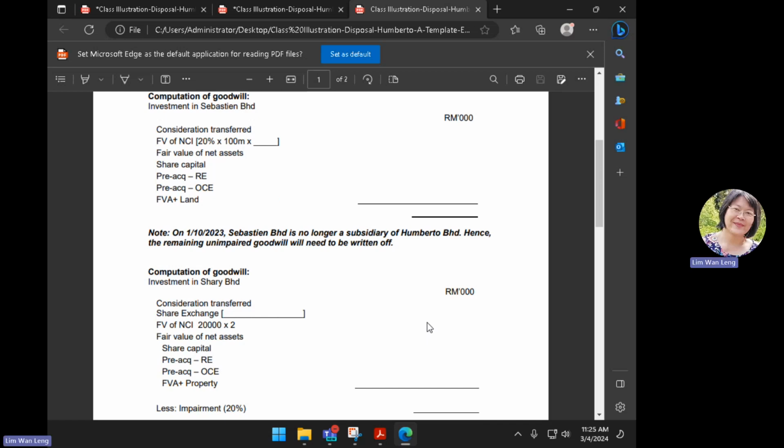This is something like what will be required of you in the midterm. So for purposes of midterm, class illustration is important. Lecture notes, of course, is the basic. Class illustration is something that will change depending on the midterm, depending on the final examination, because the lecture notes will be the same. Calculate your goodwill in the investment in Sebastian, and then in the investment in Sherry.